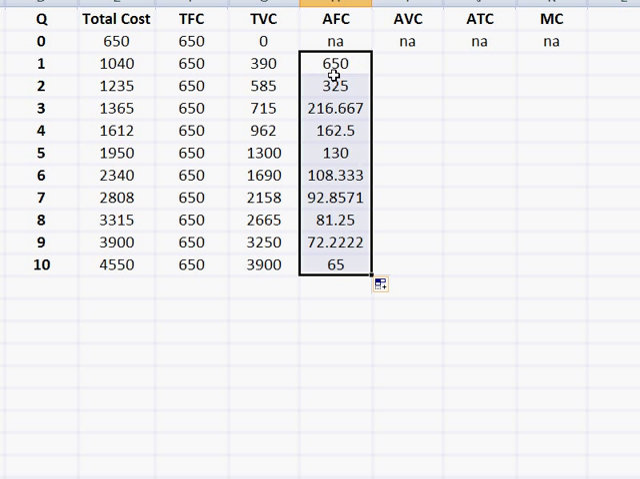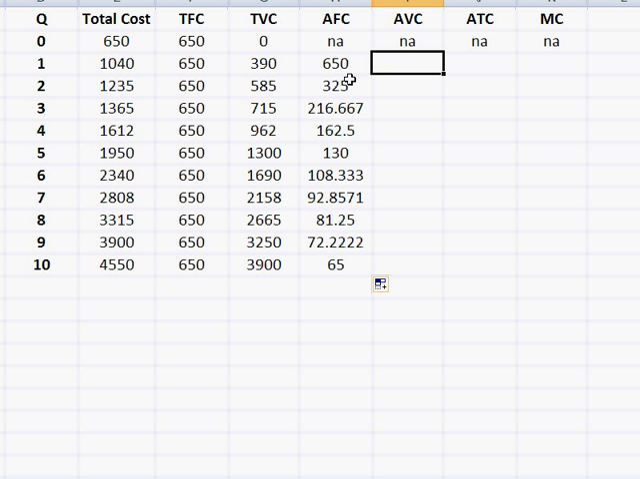And what you see with average fixed cost is it always goes down. We're just dividing it by more units. You can think about what we're doing here as looking at your rent and normal profit. And the more units you produce, the more units you get to divide that over. So each unit is responsible for a lower and lower share of the fixed cost.